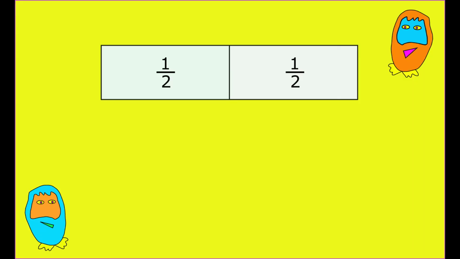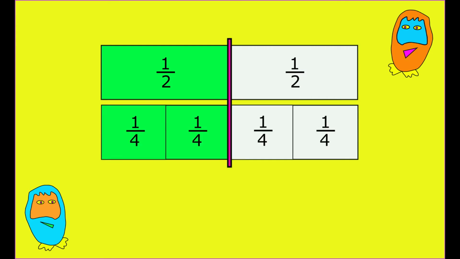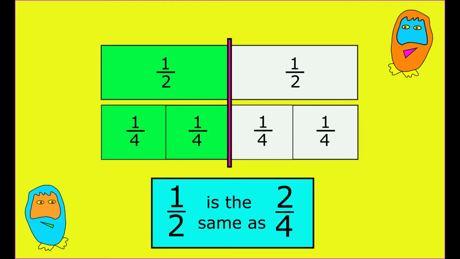Let's take a bar and put it into 2 equal pieces. Each one is a half, and let's colour in 1. Let's take the same bar, but now we're going to split it into 4 equal pieces. And each of those pieces is a quarter. And as you can see, 1/2 is the same as 2 quarters. Or we could say 1/2 equals 2 quarters. And that means that those fractions are equivalent.